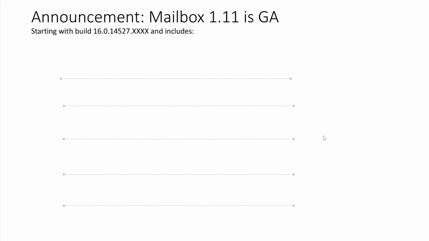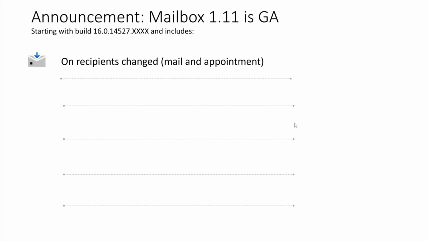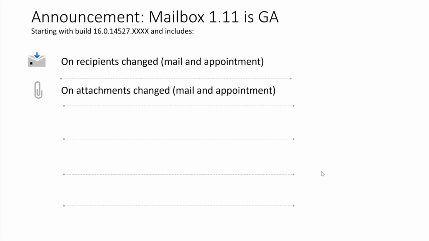So what's included in the announcement? The announcement is that Mailbox 1.11 is GA, starting on the build that you see on the screen. You will be able to use these add-ins if you install the latest version of Outlook in the monthly channels. So we added a recipients changed event. Every time you change recipients in the To, CC or BCC when you're sending an email, you can handle an event.